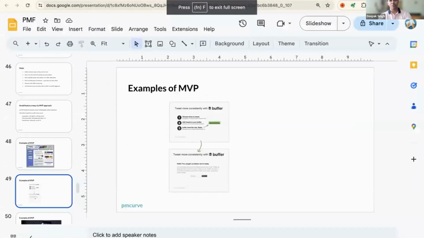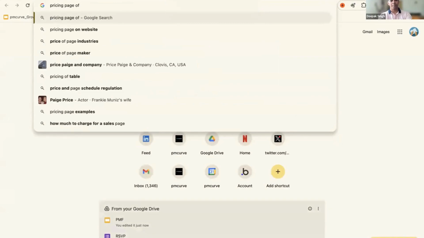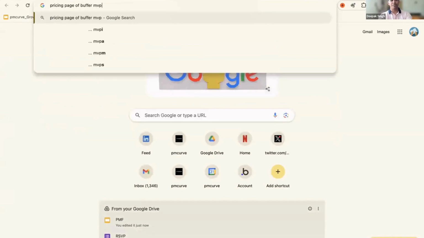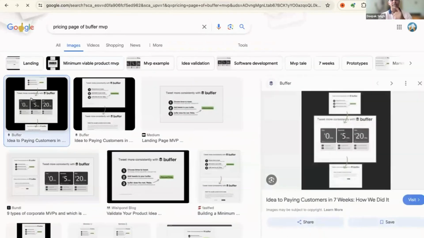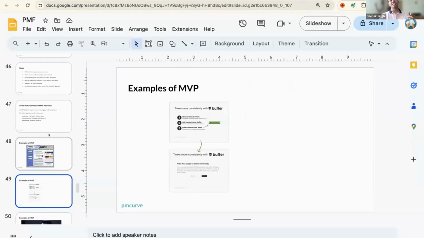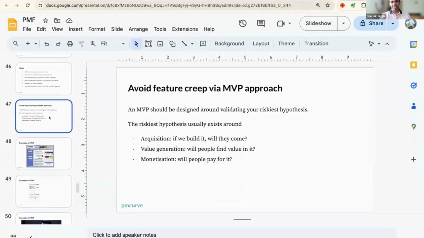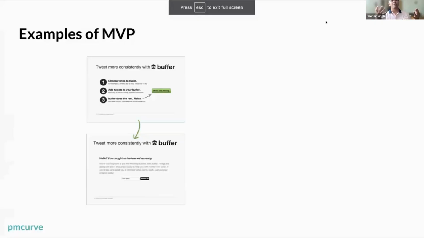I'll just try to find the pricing page of the Buffer MVP. This was the pricing page, right? So depending on the number of people who are coming and choosing $5 or $20, I can actually validate my monetization risk, which is the hardest to validate, right? But Buffer did it because they said that we want to test it out before we actually build it.